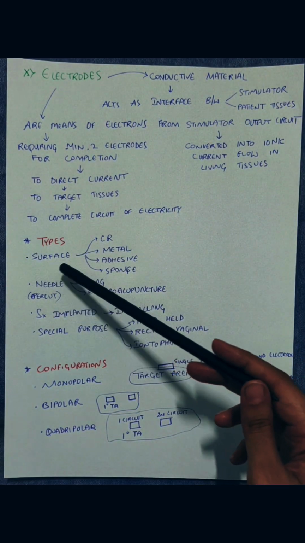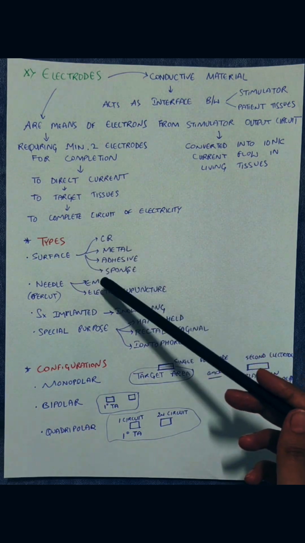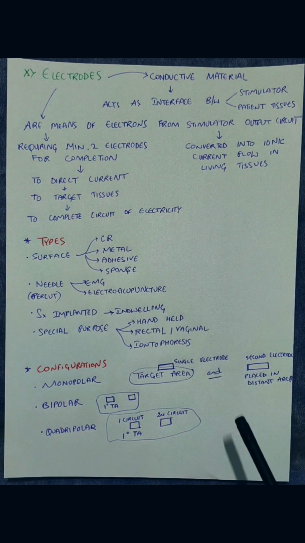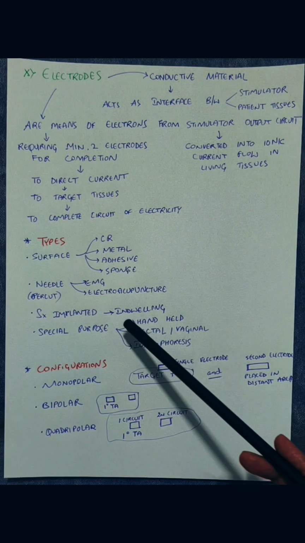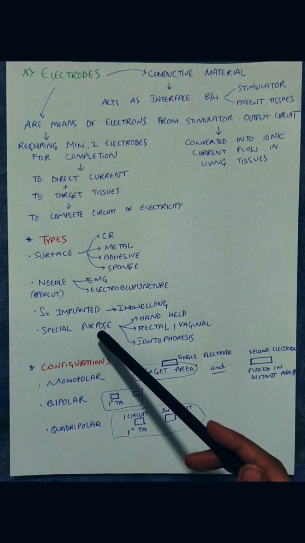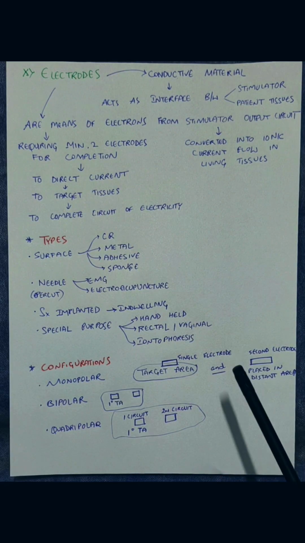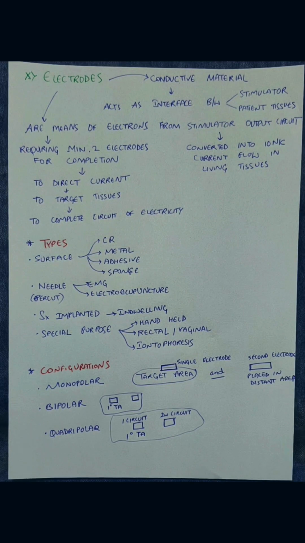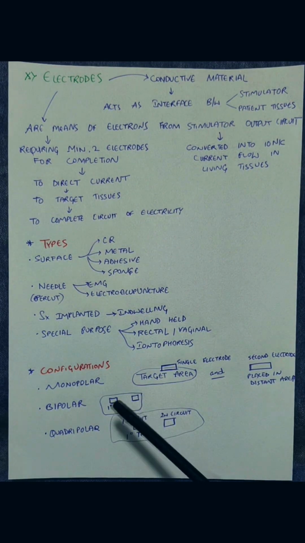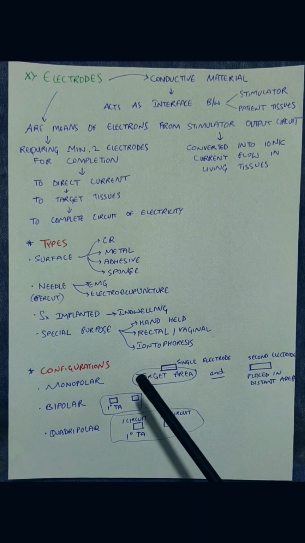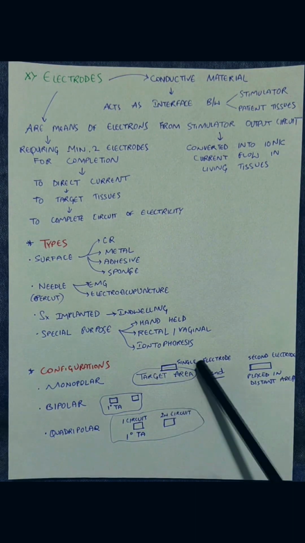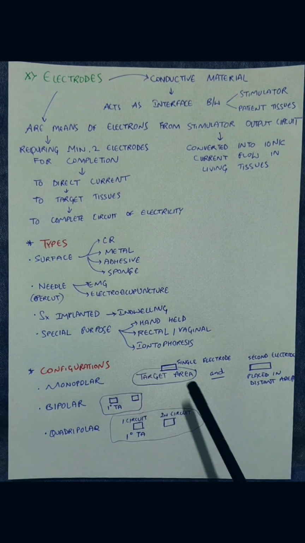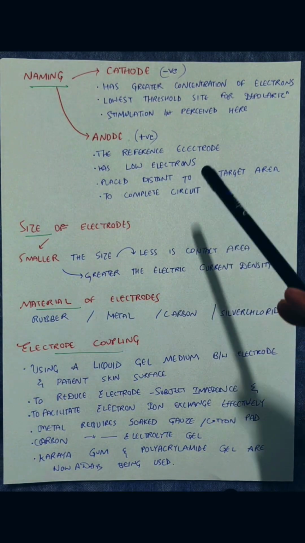Types of electrodes are seen as surface electrodes, which use carbon, metal, adhesive or sponge. Needles, percutaneous ones, are used in EMG and electroacupuncture. Surgically implanted electrodes are indwelling. Special purpose electrodes include handheld ones for Bell's palsy, and interferential ones for rectal or vaginal stimulations. We have a few configurations such as monopolar, bipolar, quadripolar. In the monopolar configuration, a single electrode is placed on the target area and the second electrode is placed in a distant area.